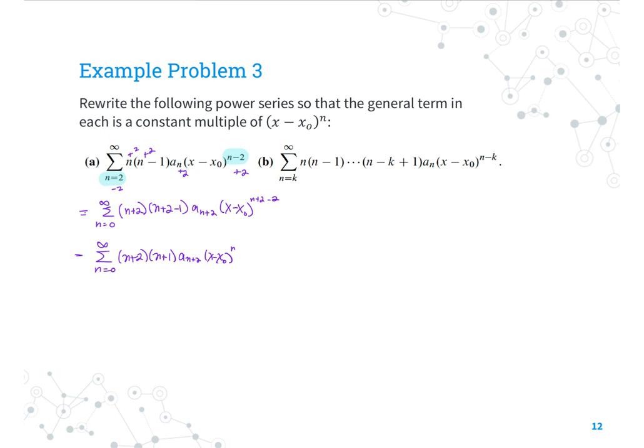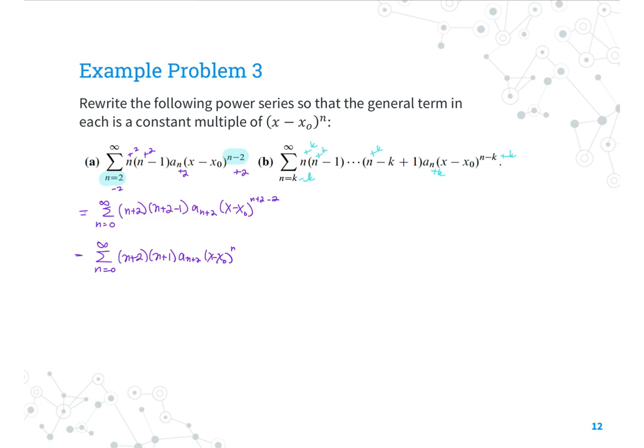What does it look like for the second one when I've got n going from k to infinity of n times n minus 1 all the way out to n minus k plus 1, a sub n x minus x naught to the n minus k? Well, I want n minus k to have a k added to it. So the way I'm going to think about this one is, if I want to add a k anywhere I have an n, I'm going to have to add it everywhere there's an n on the inside. And if I add it on the inside, I have to subtract it on the index.